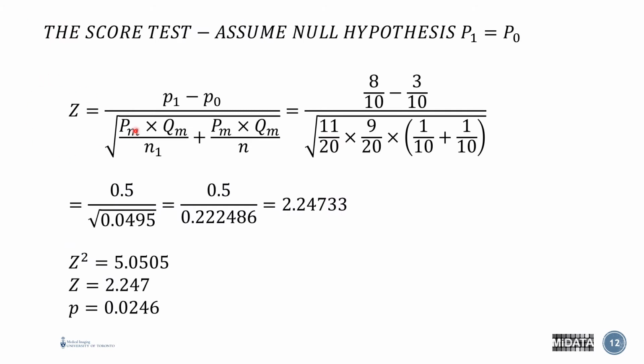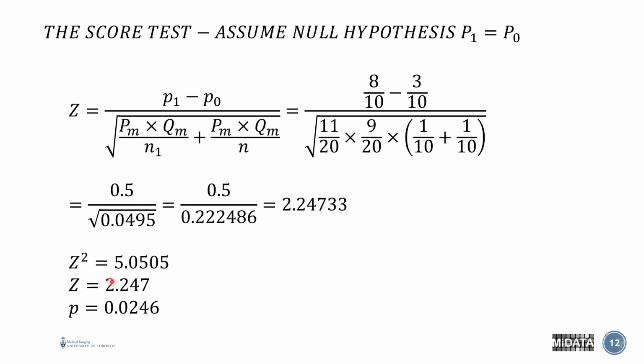Now you'll remember that the Z test was the difference in proportions divided by its standard error, and this is the pooled variance, if you remember, for proportions. When we do the calculation, the Z score is equal to 2.247, which when it's squared is equal to 5.05, and you'll remember that this value was the value given by SAS in the first line for the chi-square statistic, and the associated p-value was 0.0246.